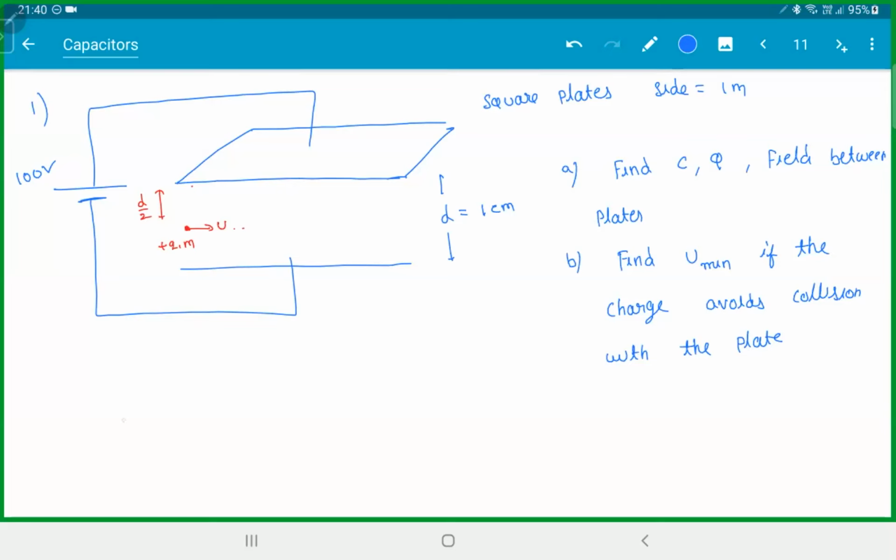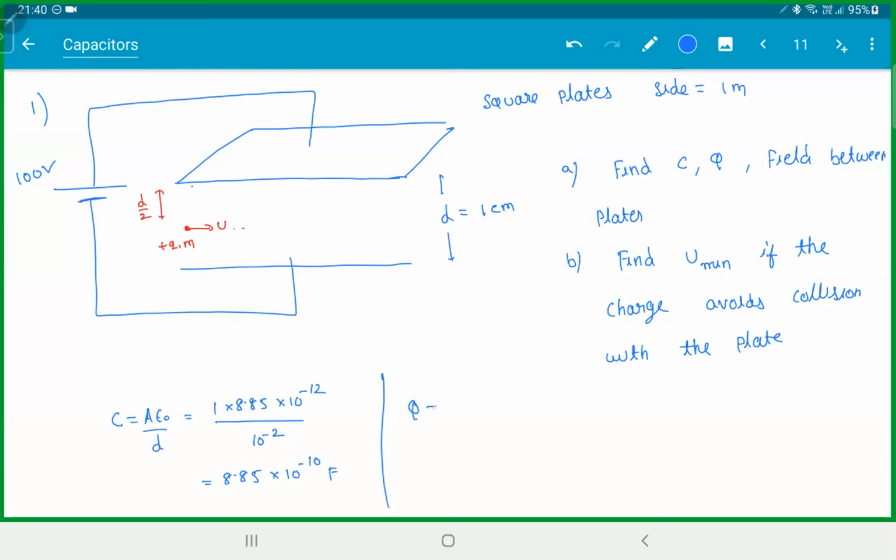So first thing, the capacitance will be A epsilon by D. A is 1 meter square. Epsilon is 8.85 into 10 power minus 12. This is a centimeter, so 10 power minus 2. This is 8.85 into 10 power minus 10 farad.